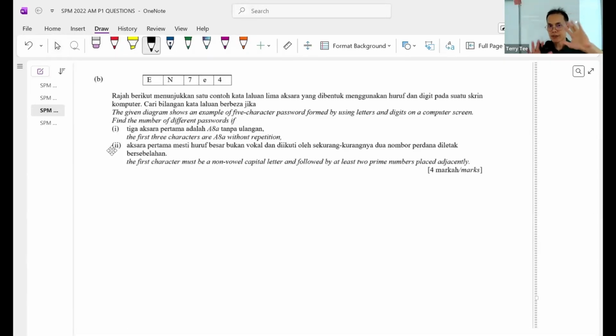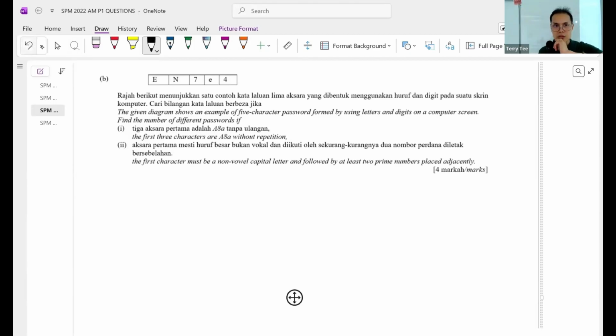Given diagram shows an example of a 5-character password formed by using letters and digits on the computer screen. Find the number of different ways if the first 3 characters are A8a without repetition. So you are finding 5-character passwords, made of letters and digits. You notice you can use capital letters, and you can also use small letters.